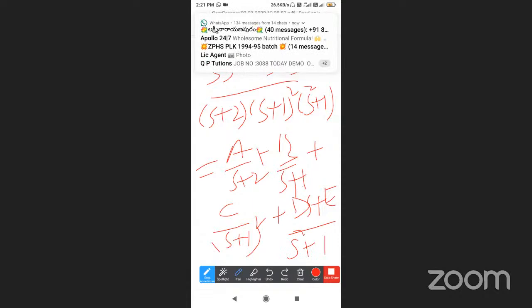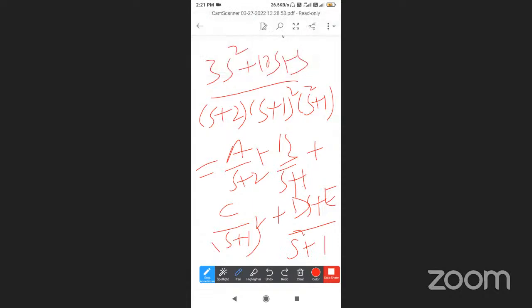Equating the partial fractions and solving, we can find the values. A is equal to minus 1, B is equal to 2, C is equal to minus 2, D is equal to minus 1, E is equal to 2. These are our values.